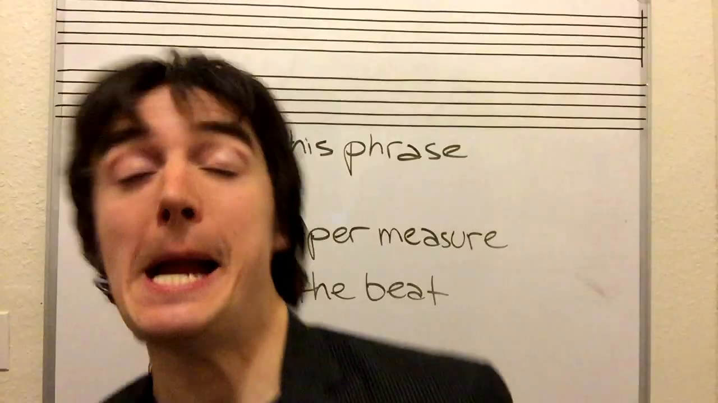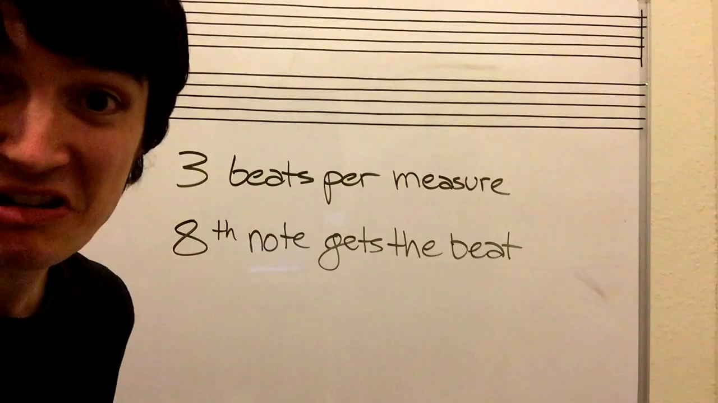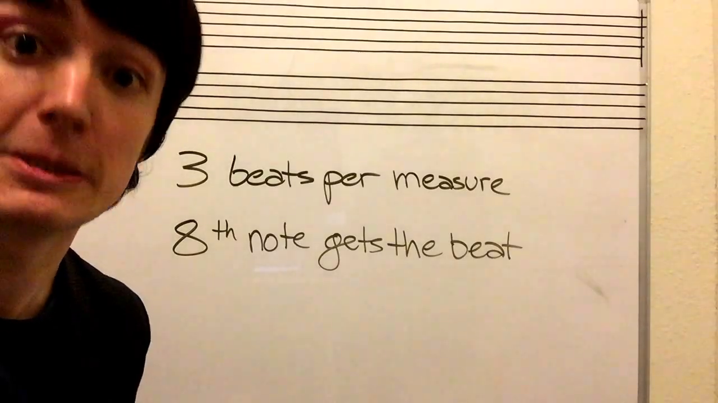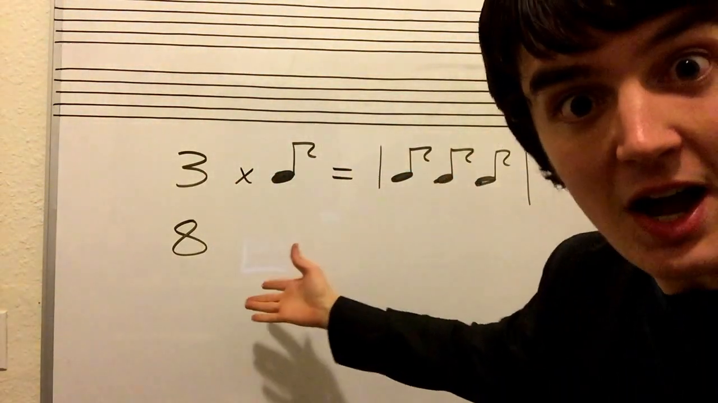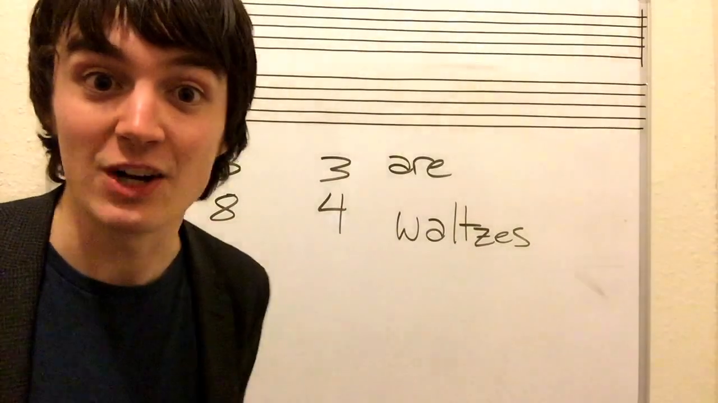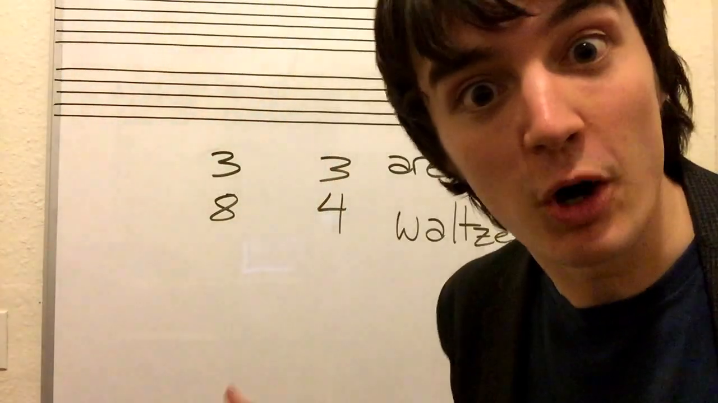Step 9, more examples. It's 3/8 time. 3 beats per measure, 8th note gets the beat. Or 3 times 1/8 note gives you 1 measure in 3/8 time. Songs in 3/4 or 3/8 are also called waltzes, like the ballroom dance.